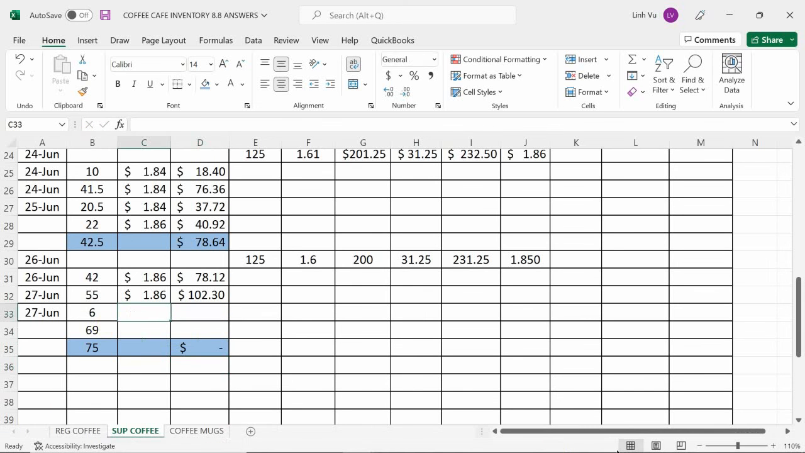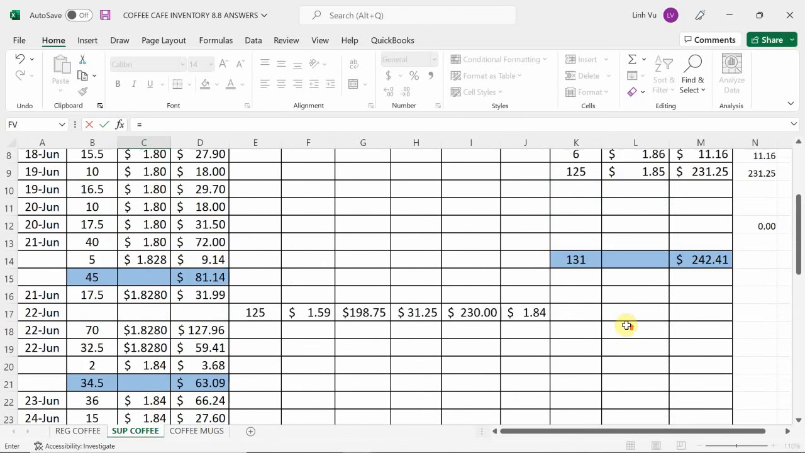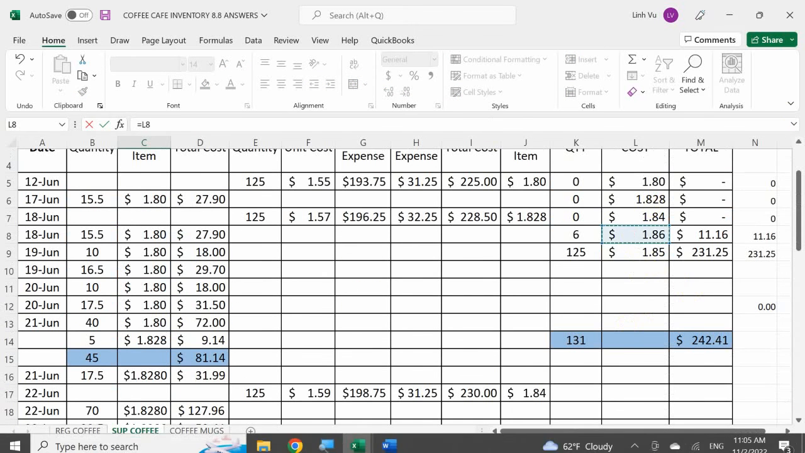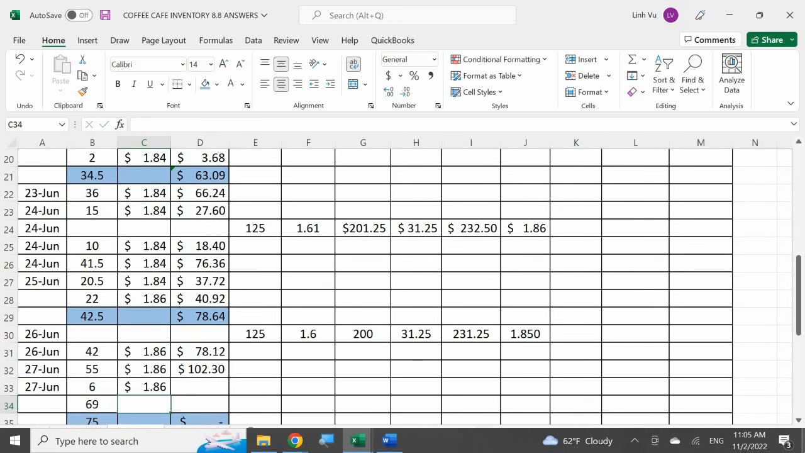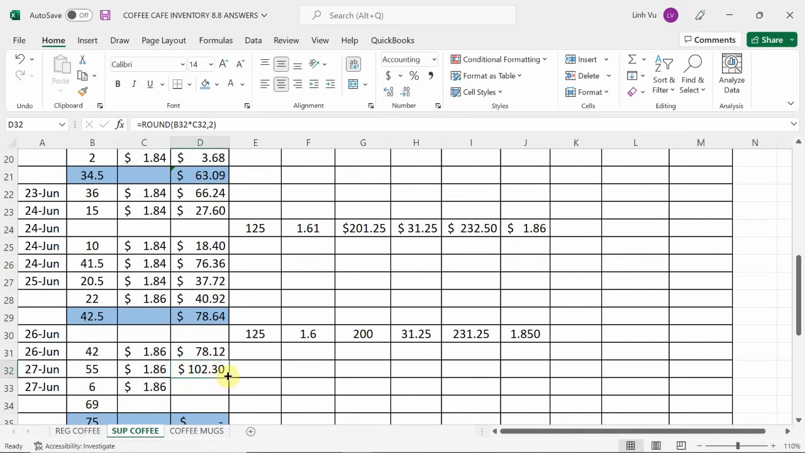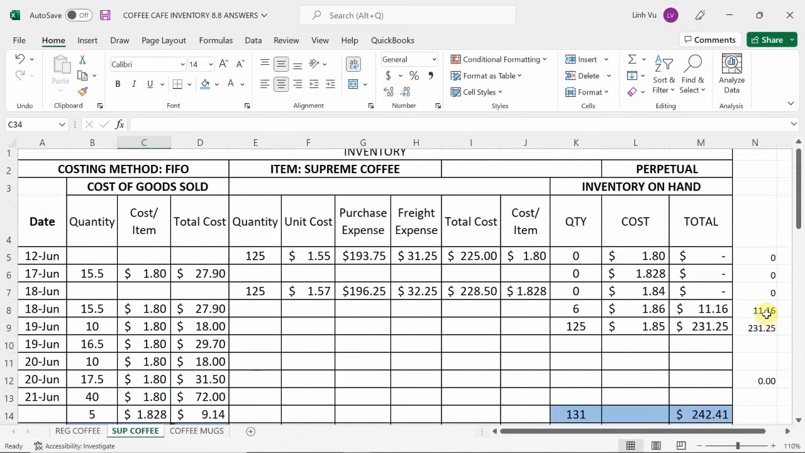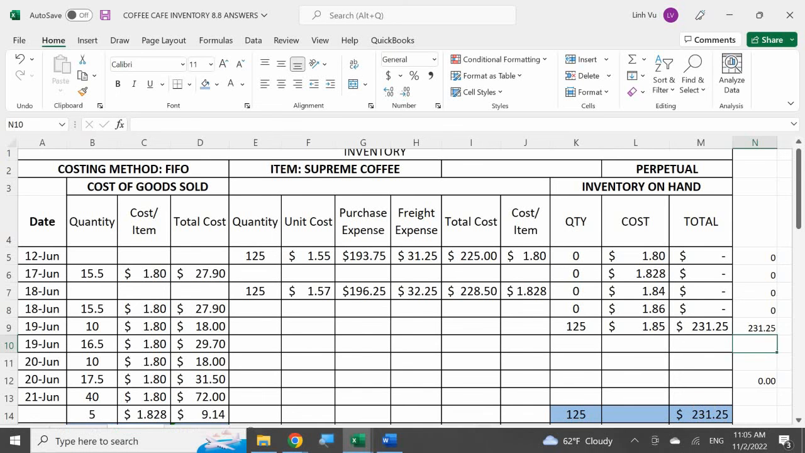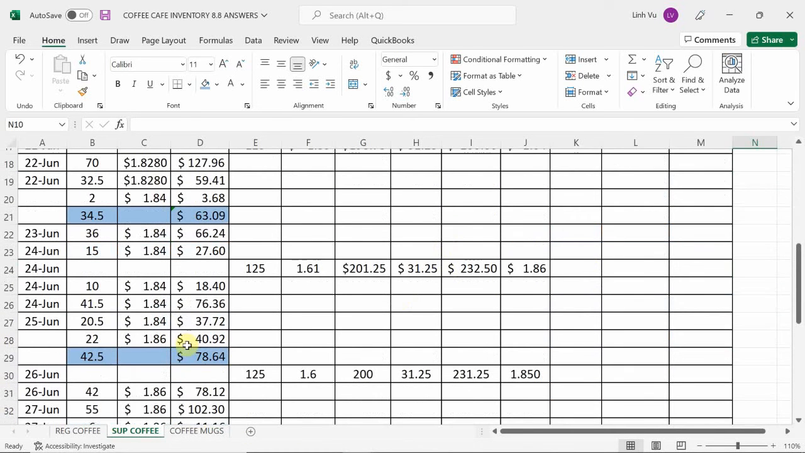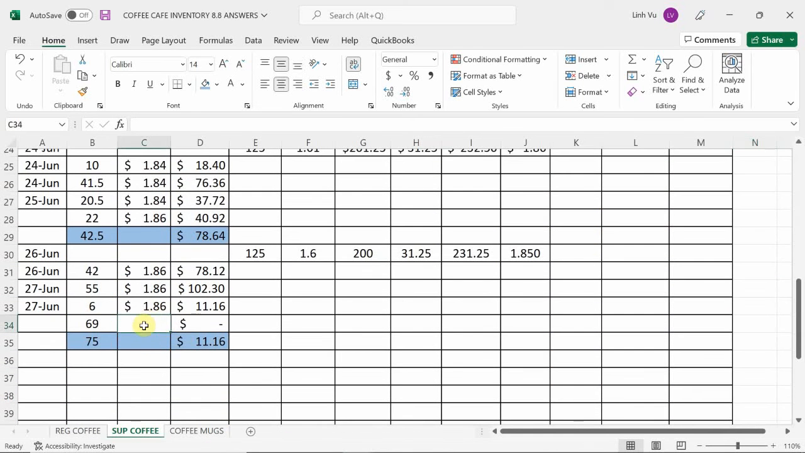Okay, so the 6 pounds is at 1.86, which we already know gives you $11.16. So then we can zero this out. Then my last batch of inventory here is for the 125 at $1.85. Wait a minute, hold on. I'm sorry.